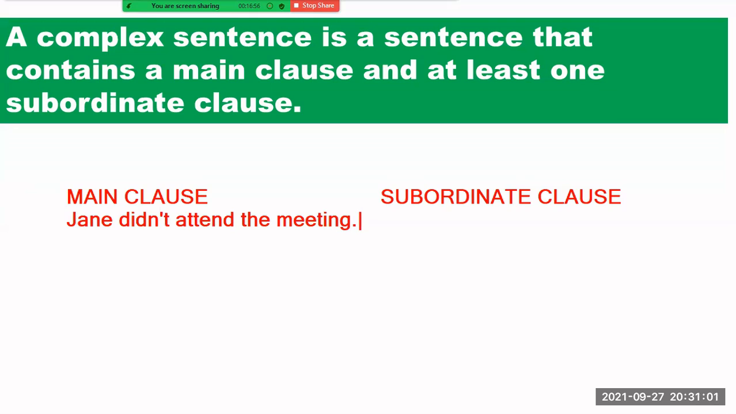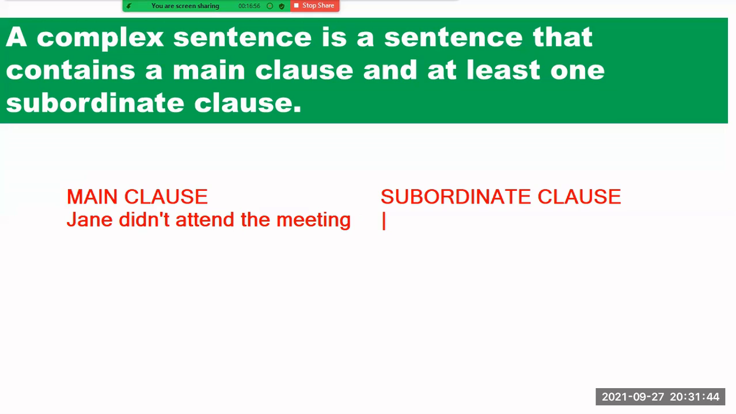All right, but when we talk about the subordinate clause, it does not make a complete thought. Now, a subordinate clause needs to depend on the main clause. It needs the main clause to make complete meaning. For example, if we want to extend the meaning, we want to express an additional idea. You know, there is one idea in this simple sentence. Jane didn't attend the meeting.